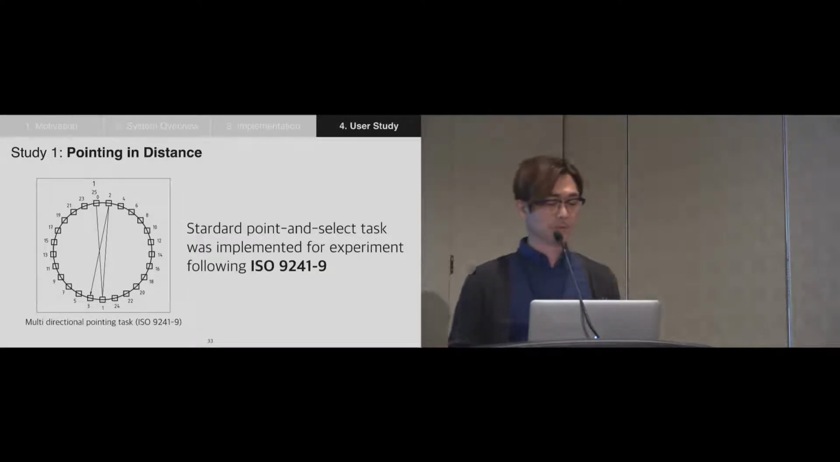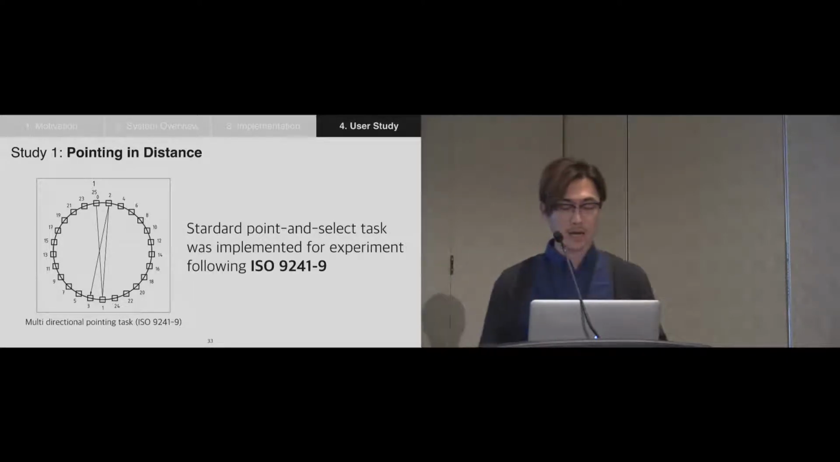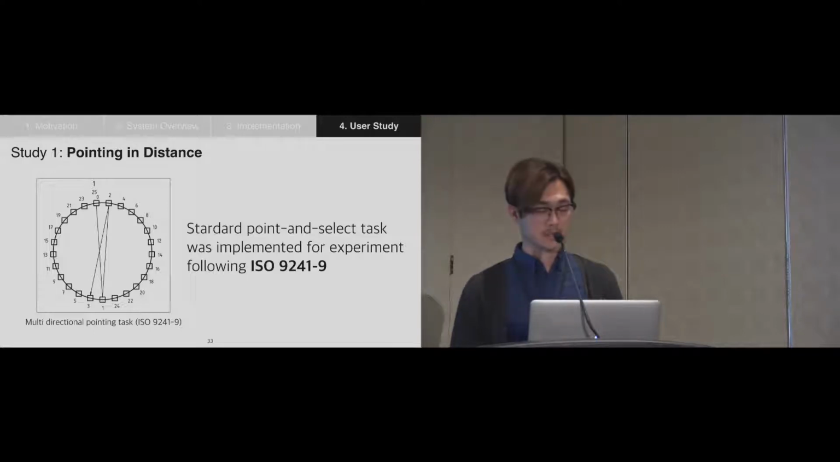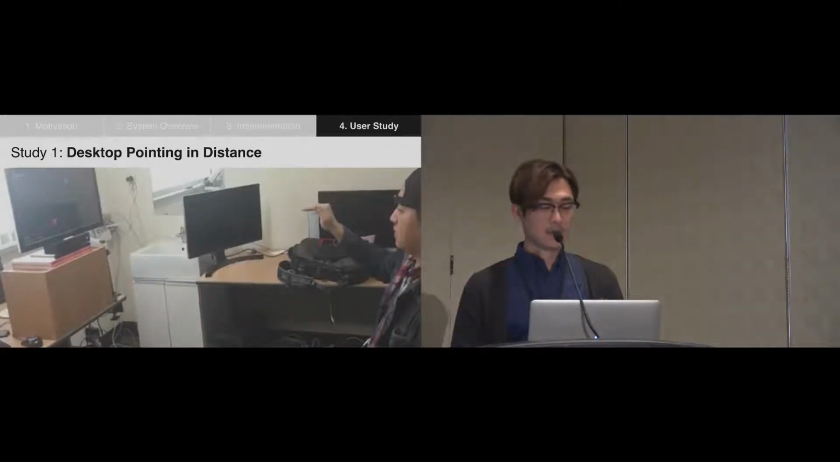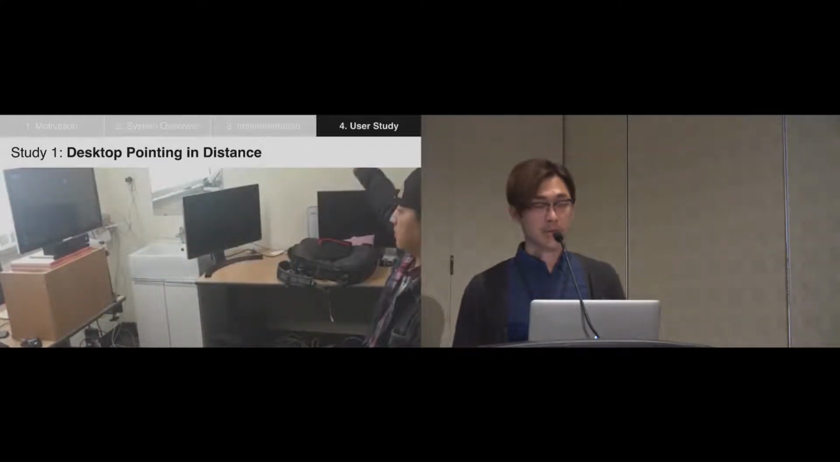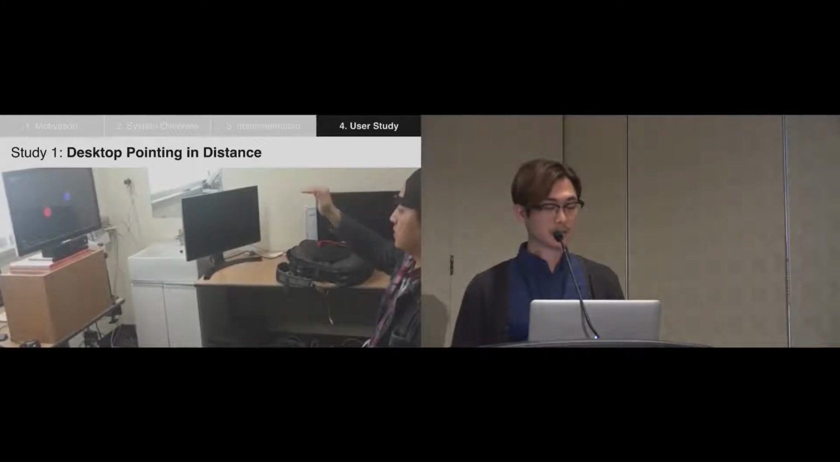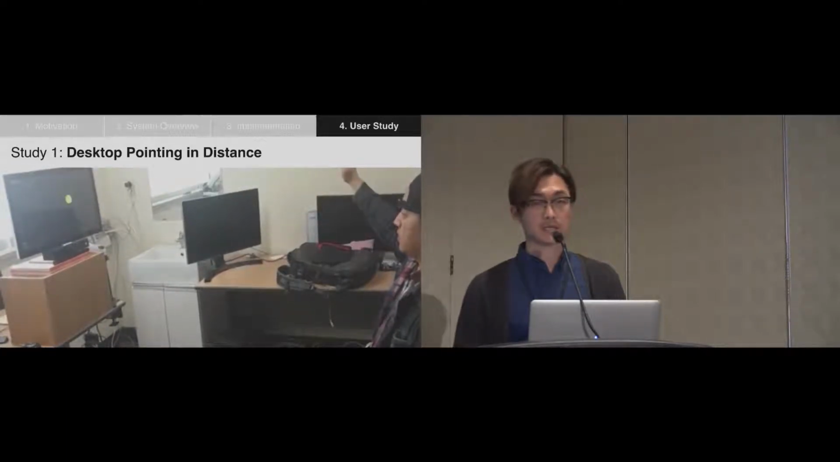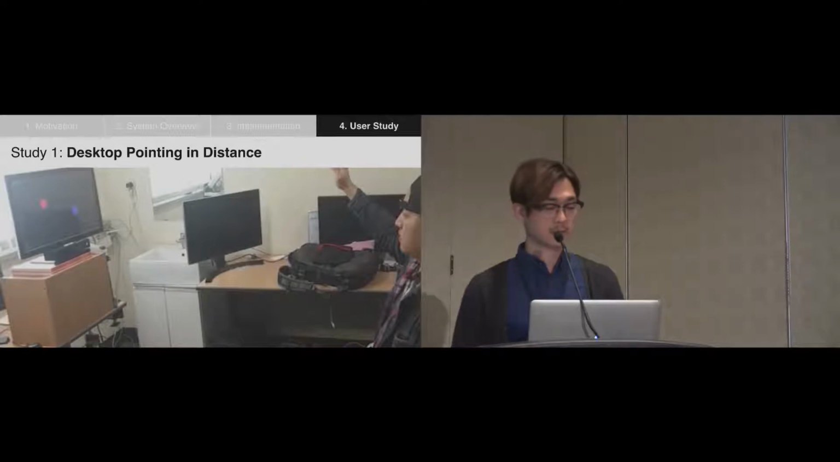So we conducted 2 user studies to evaluate our system. The first is a desktop interface for pointing and distance. In this experiment, participants performed a famous Fitts' law experiment, a standard pointing selection task following ISO 9241-9. Red and blue targets were presented on a black background. Participants were asked to acquire red and blue targets sequentially with each input method.